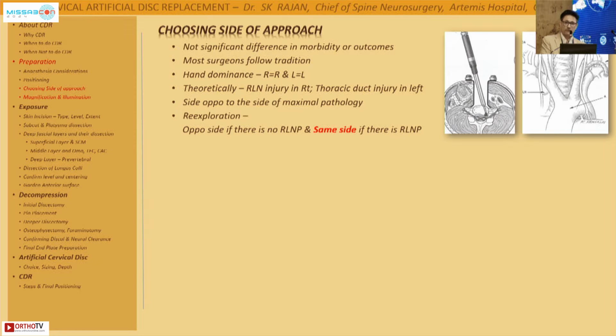There's not much difference in choosing right or left. In general, most surgeons will follow tradition. We've seen neurosurgeons operate from the right and orthopedic surgeons from the left. But if a patient has a recurrent laryngeal nerve palsy, you should do it from the same side. And if surgery has already been done before, then try to avoid that side and go to the opposite side.